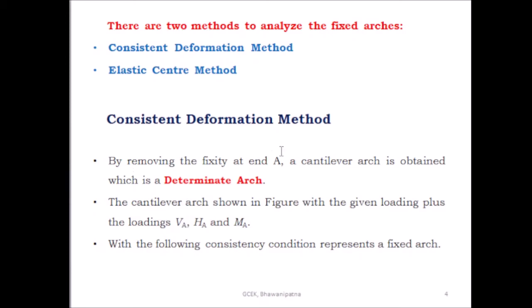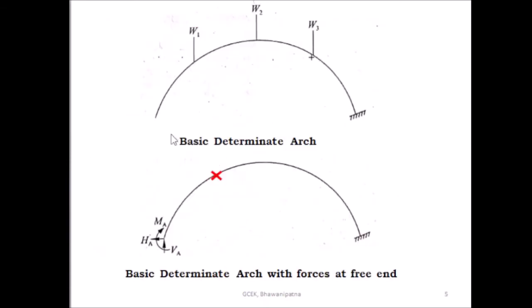So in this case, what we have to do? First we have to remove the fixity at the end A. So we will get a cantilever arch, and it is a determinate arch. We remove the fixity at A, so this becomes the cantilever arch. One end is fixed and the other end is free.